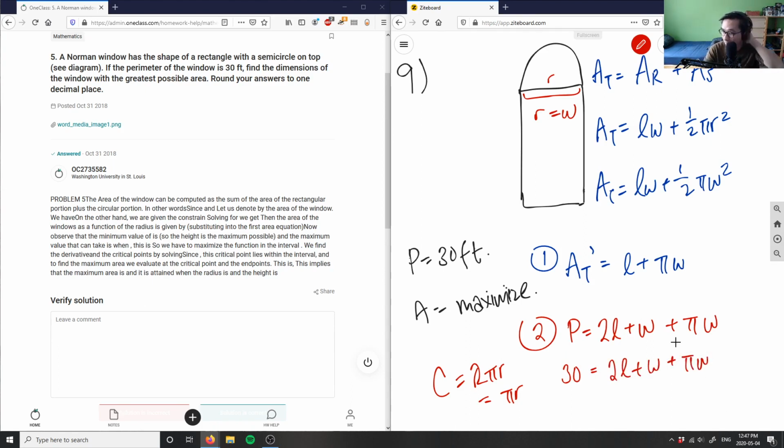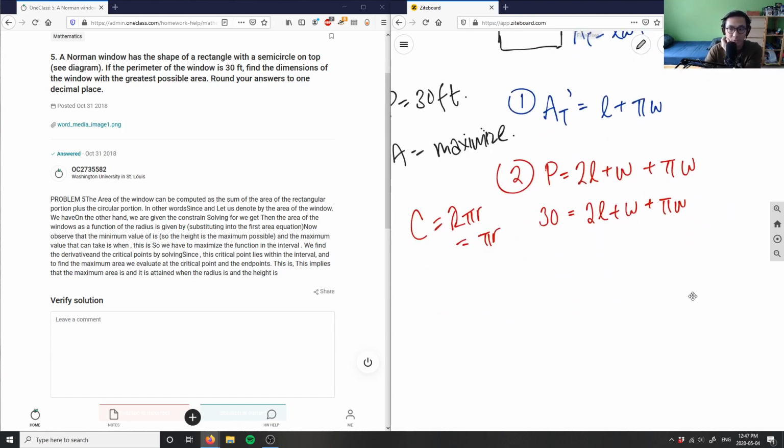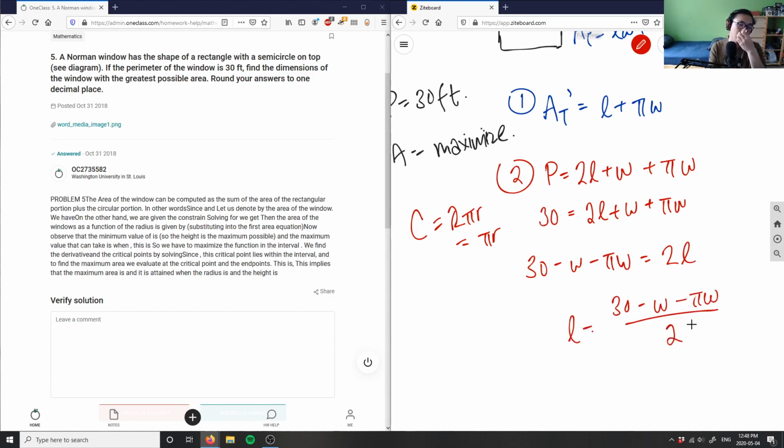So again, I have a formula for my perimeter and my area. What I can do is isolate one of these variables. In this case, I'm going to isolate for my length from the second equation. So I'm going to move pi w and w to the other side. So I'm going to have 30 minus w minus pi w equals 2l. I can say l equals 30 minus w minus pi w, all over 2, right? So this is my length equation.